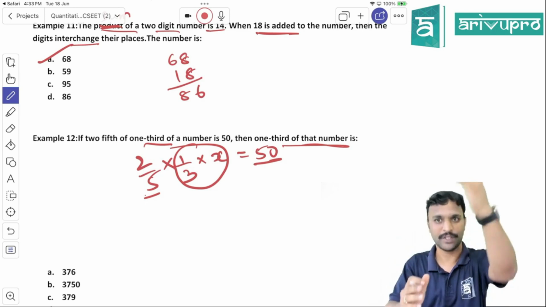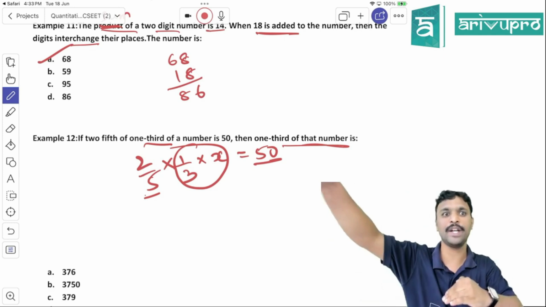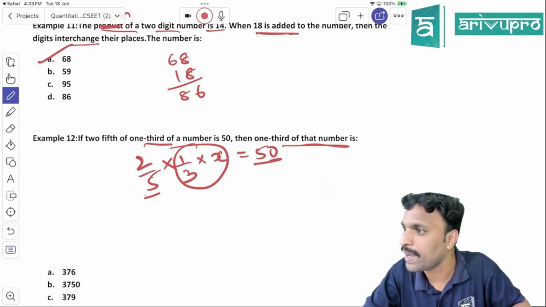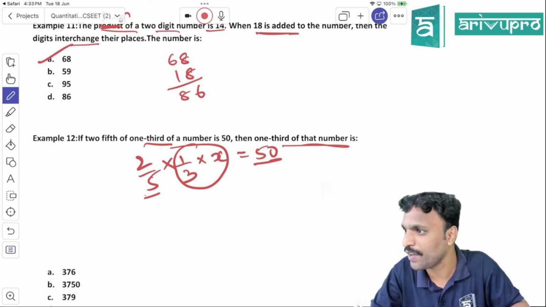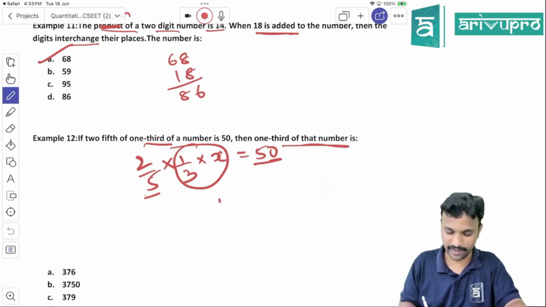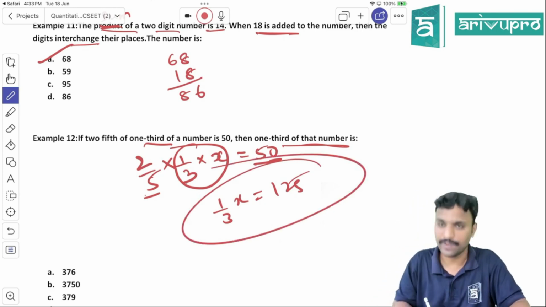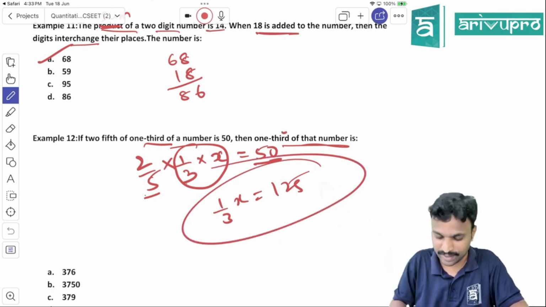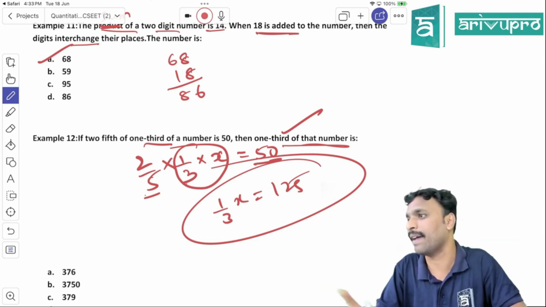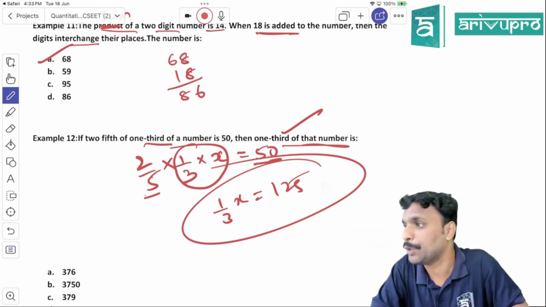Visualize 5 by 2 into 50. 50 is the numerator. 2 ones are 2, 25s are 50. So 25 gets multiplied with what? 5. 25 fives are, if you don't know, 25 tens are 250. 25 fives are half of that, which is 125. So 1/3 of x is 125. Don't transfer this 1 by 3 also, because they are asking 1/3 of a number only. Let that 1 by 3 stay there. Only 2 by 5 you take to the RHS. 2 by 5 becomes what? 5 by 2.